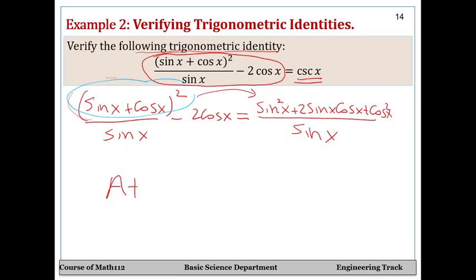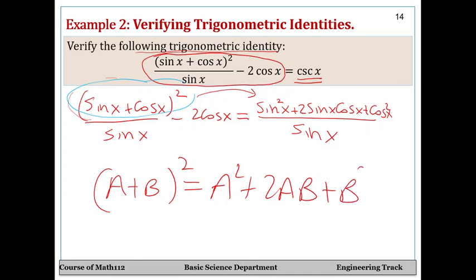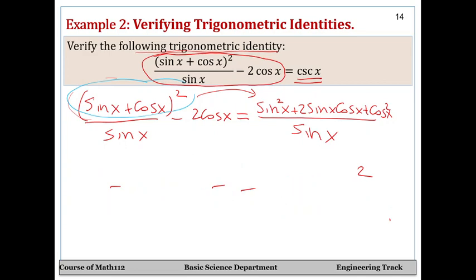I want to remind you of this. Did you remember it? If you didn't remember it, please revise it. Please review your special products. Now, and the other side, it will be cosine x. Yeah, here. Okay, I'll write them this way.